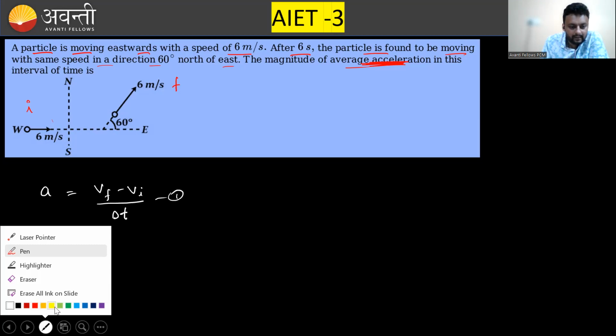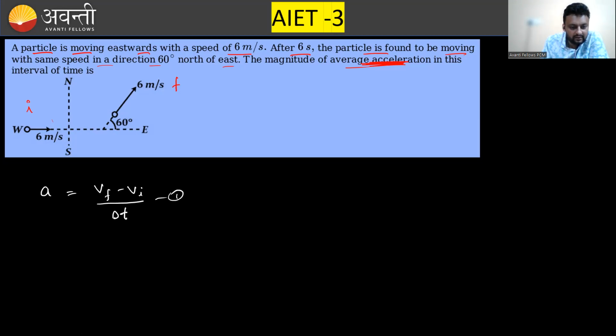If you see the velocity, it is 6 meter per second. I am talking about the final velocity, in this direction. So what will be its component? This component will be 6 into cos 60, and this component will be 6 sin 60. Can you see the components here?